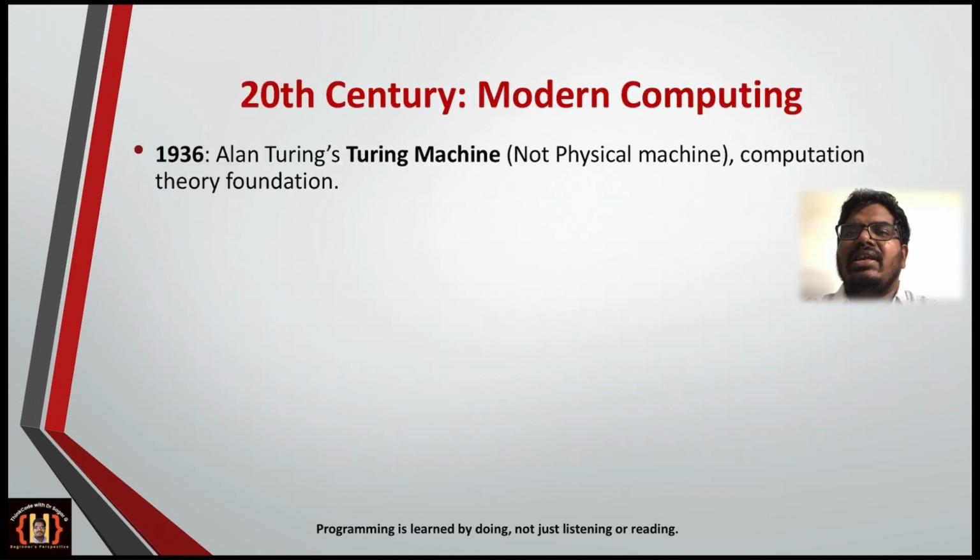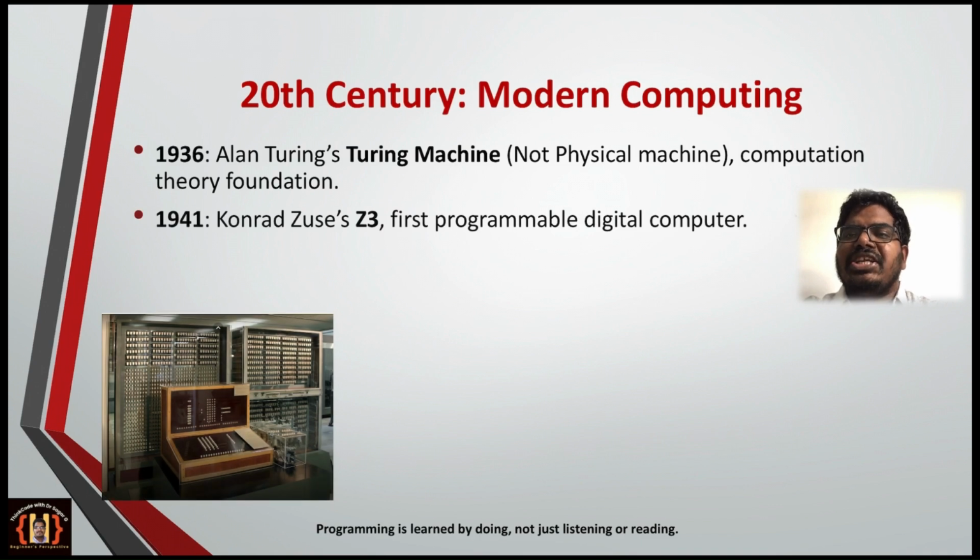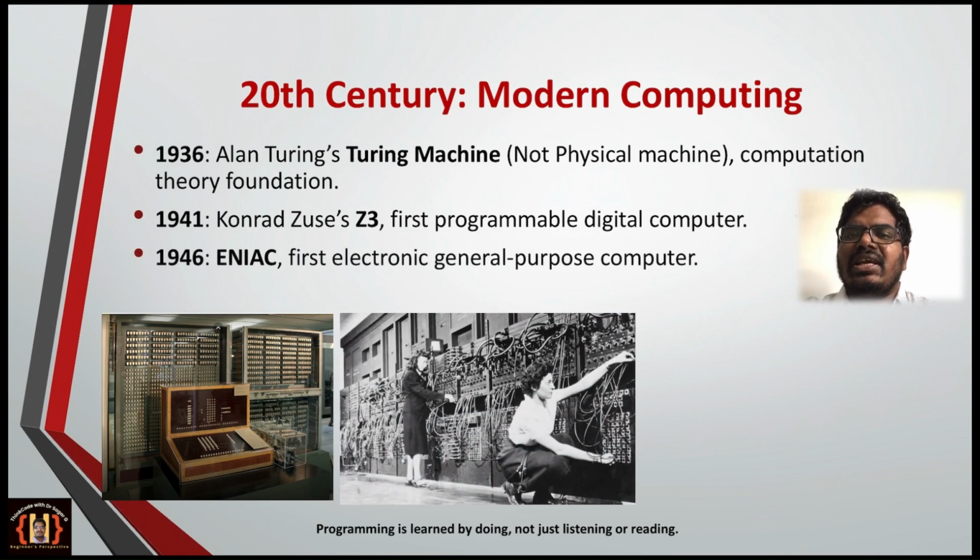Later, in the 20th century, modern computing started. In 1936 came Alan Turing's Turing machine. This Turing machine is not a physical machine, rather it's a theoretical framework which is the basis for modern day computing. Next we had the Z3. So this was the first programmable digital computer. Next, in 1946, we had ENIAC. This was the first electronic general purpose computer.